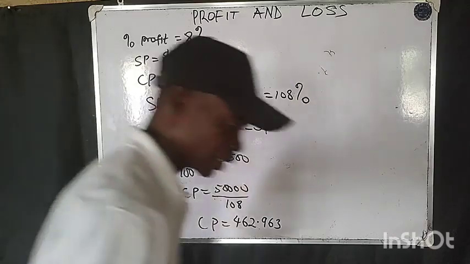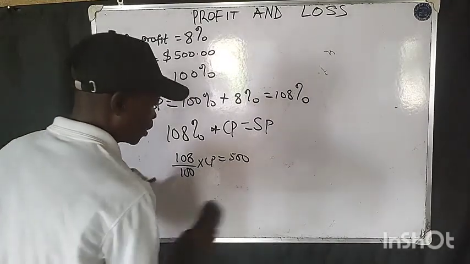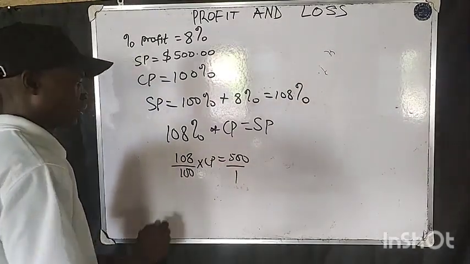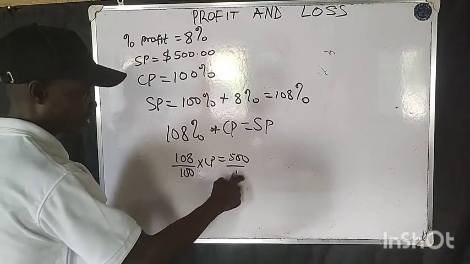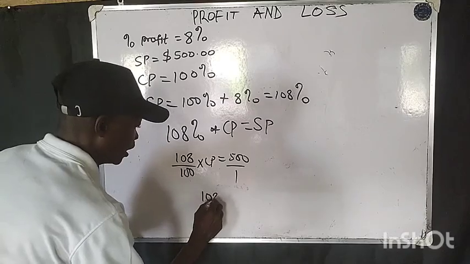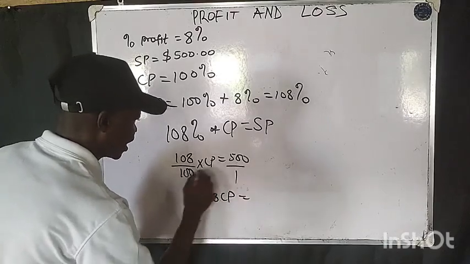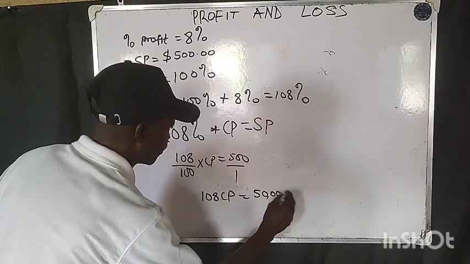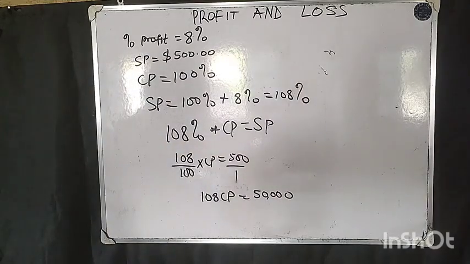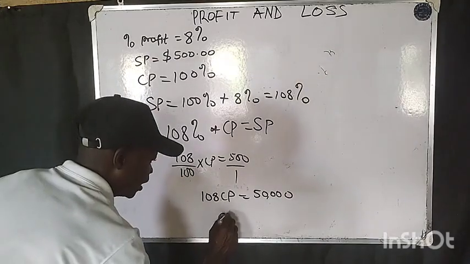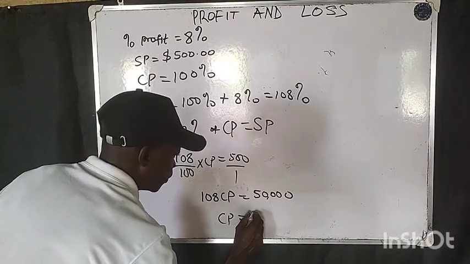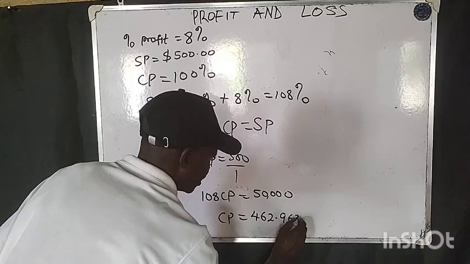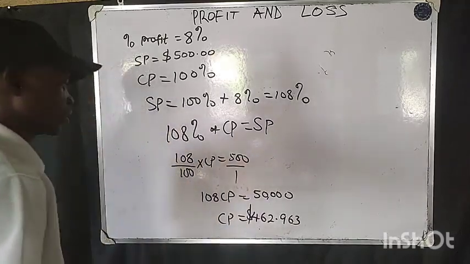I have a feeling that some people may be having problem with my steps. Maybe they will not be understanding the way I'm doing it. So what I'm doing here is to cross multiply, right? 108 times CP times 1 will give us 108 CP. Then 500 times 100 will give me 50,000, yes, 50,000. Now divide both sides by 108, and that will give us 462.963 dollars. So this is the cost price.